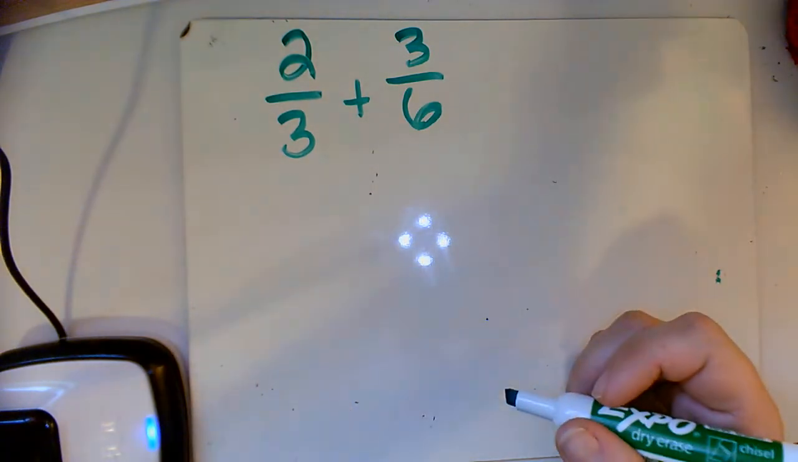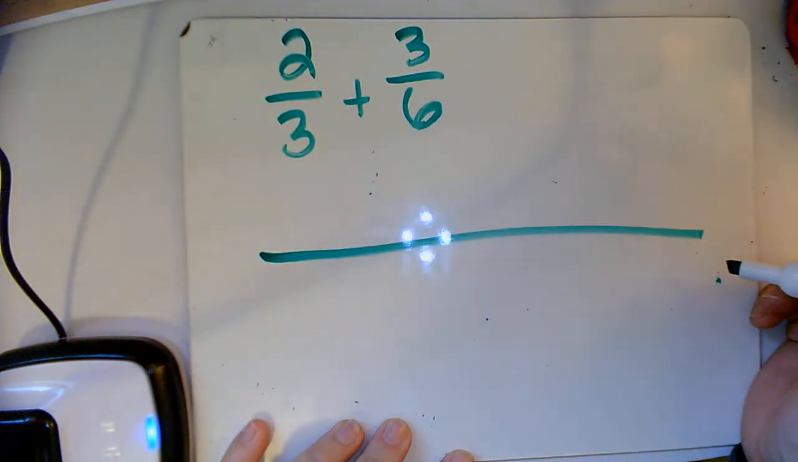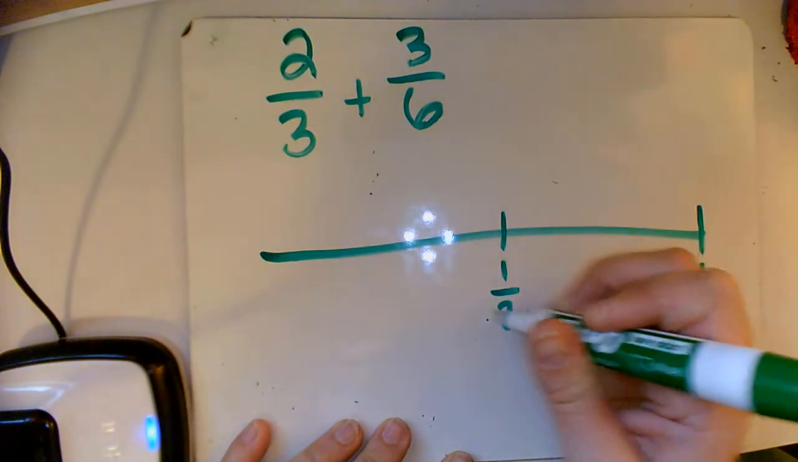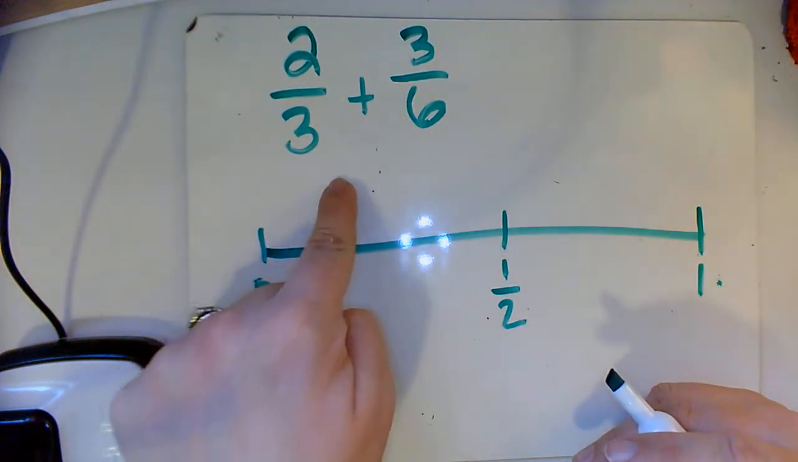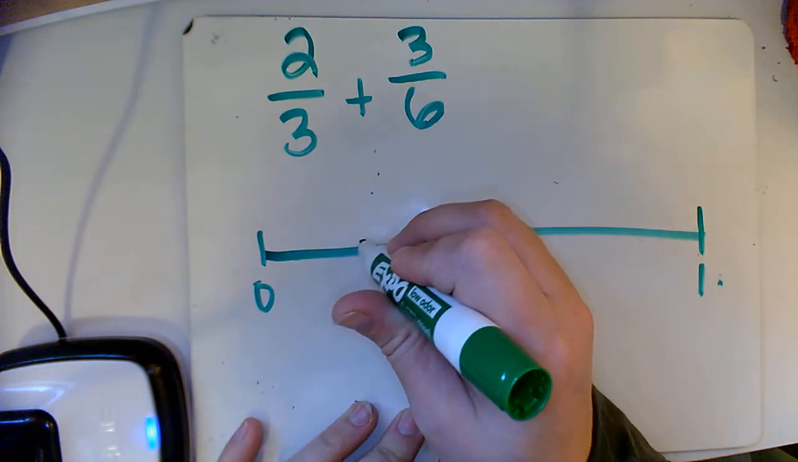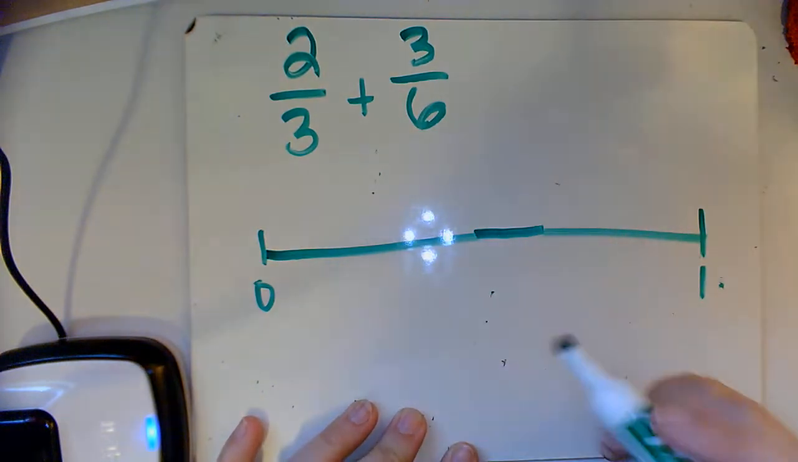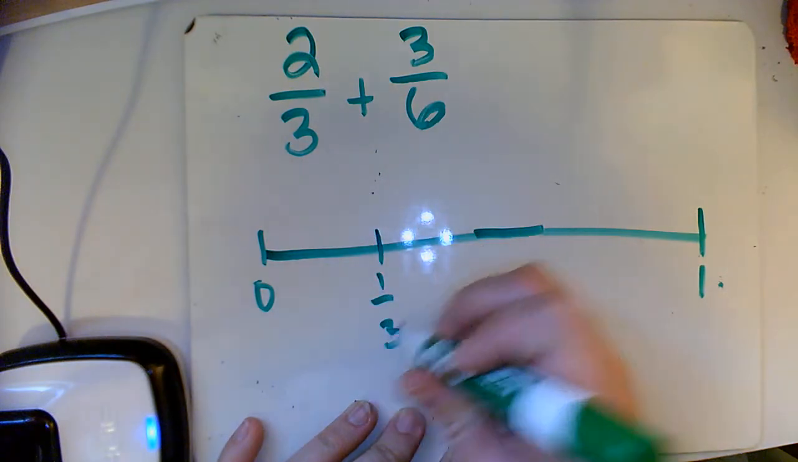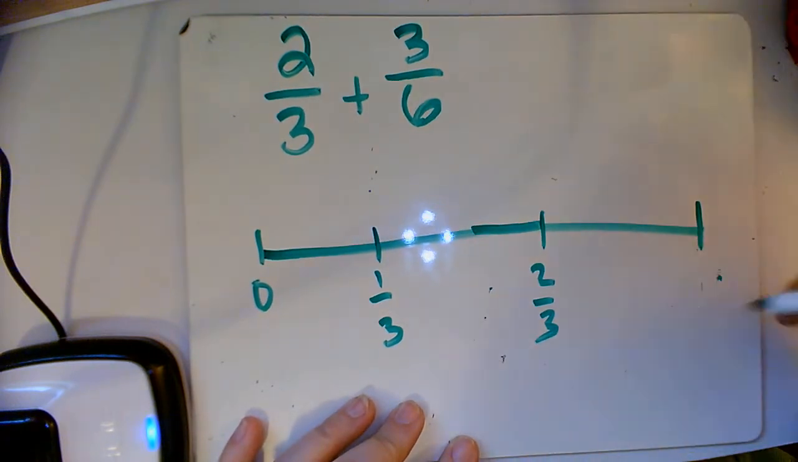Okay, so here's our next one. We're going to take 2/3 plus 3/6. Draw my number line out. I only need to go to 1 for this one. Okay, so first I'm going to represent my thirds, 2/3. It's easier to see where I'm going to break it up into thirds. So here's 1/3, 2/3, and then 1 is equal to 3/3. So if we want to write it that way, we could.